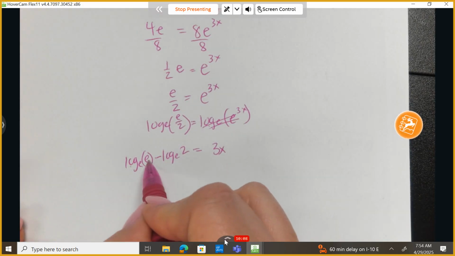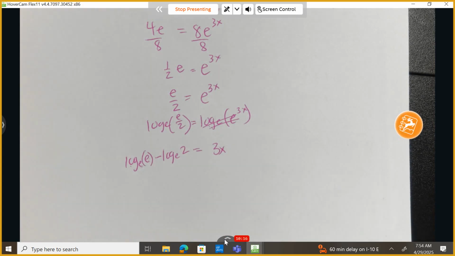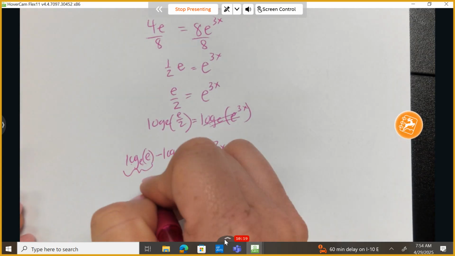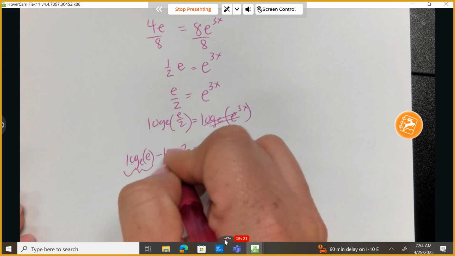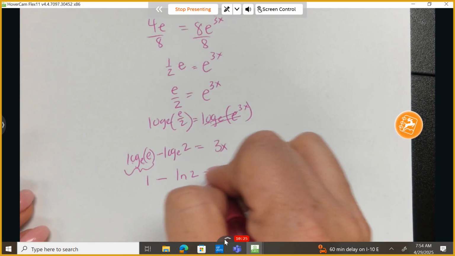Log base e of e means e to what value equals e? It doesn't matter if this was 5. 5 to what value equals 5? The answer is 1. So this is equivalent to 1. So I have 1, subtract, and if you want to write ln of 2, it's the same as log base e. You're not going to have any points taken off.